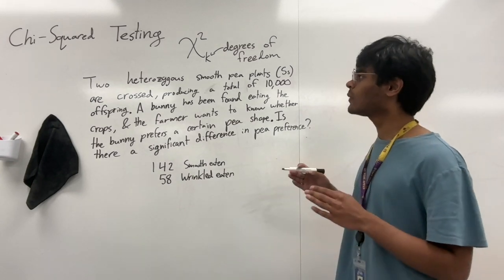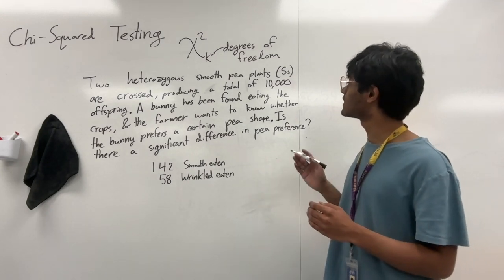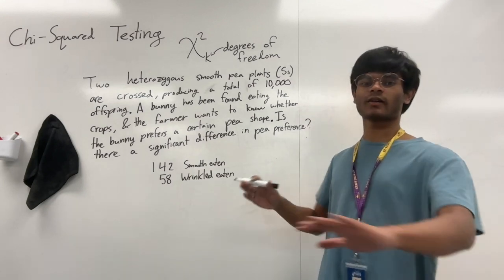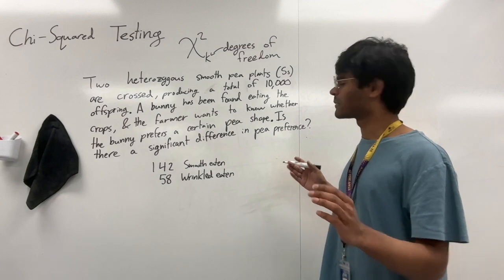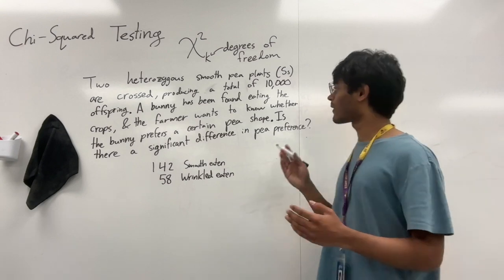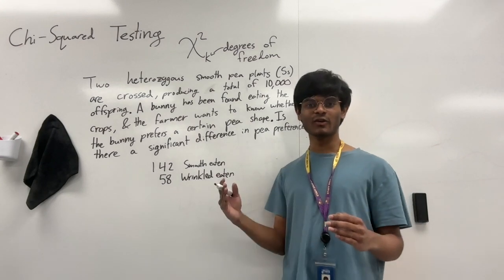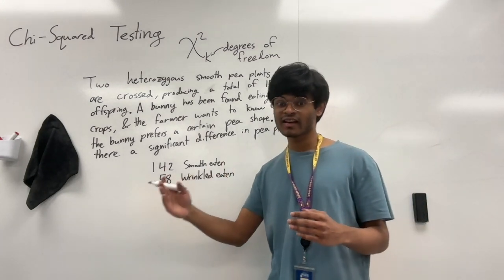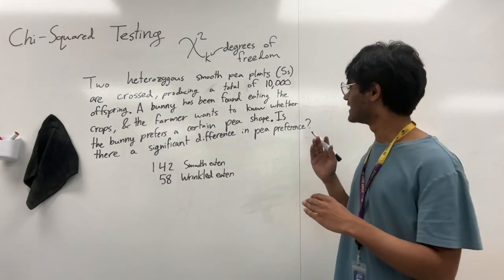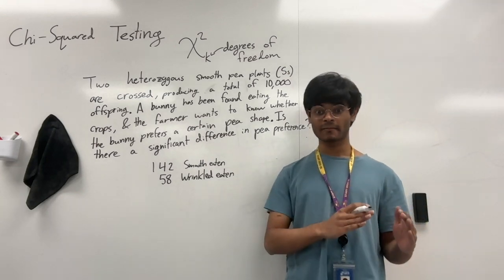A farmer has 2 heterozygous smooth pea plants and crosses them, producing a total of 10,000 offspring. The farmer has these 10,000 offspring spread throughout a field, but a problem arises. The farmer finds that a bunny has been eating the crops. The farmer wants to know whether the bunny prefers a certain pea shape. The farmer knows that the bunny prefers smooth peas. The farmer can plant more wrinkled peas, hopefully deterring the bunny. Is there a significant difference in the pea preferences of the bunny?